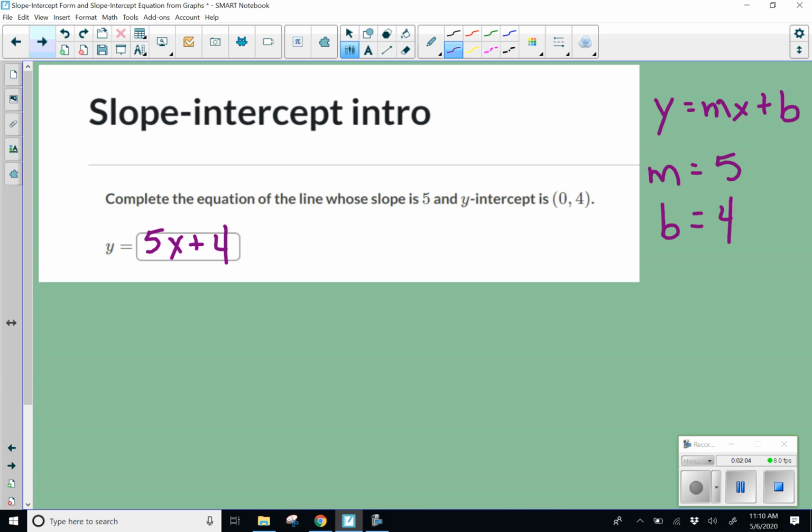Complete the equation of the line whose slope is 5 and the y-intercept is (0, 4). So that means m equals 5 and b equals 4. All you need to do is just plug those into your equation, giving you an equation of y equals 5x plus 4.